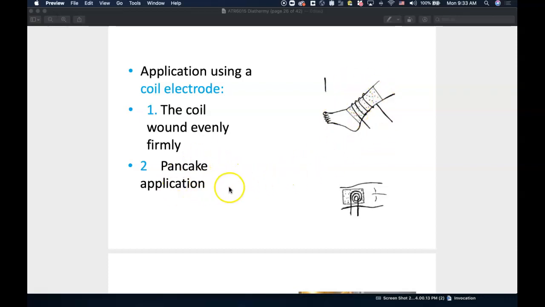The other one is the pancake application, as most call it. Probably not clinically savvy, but you'll remember it. When we think about the pancake method, most often used in low back pain patients, you'll see that there is a towel or a pad down. Again, remember to increase distance, just add more towels or more pads. And then what you see here is kind of like a pancake. You take that coil and you just wrap it in a circular motion around the injured spot. So this is one way to use shortwave diathermy.